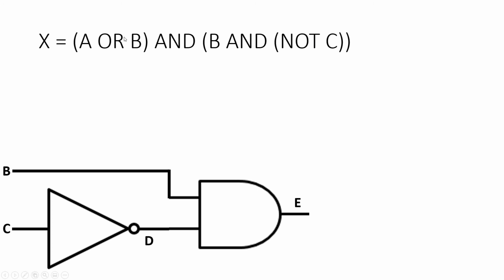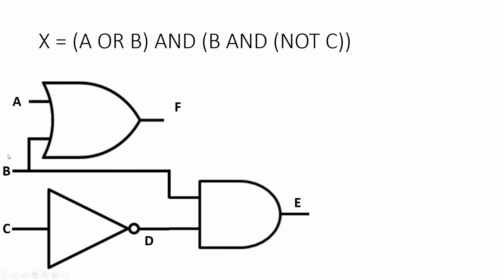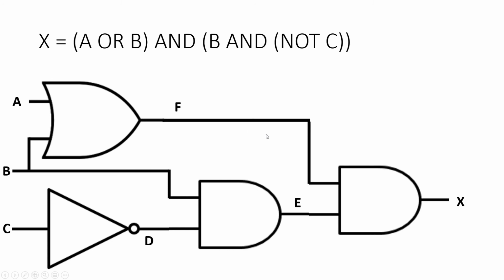Let's pop now to the other side of the AND and do A or B. So let's get an A or B going on. See, I've done a little split there. Whatever comes out of that, I'm calling F. And then the output of that and the output of that should then go in with an AND. That's the AND.